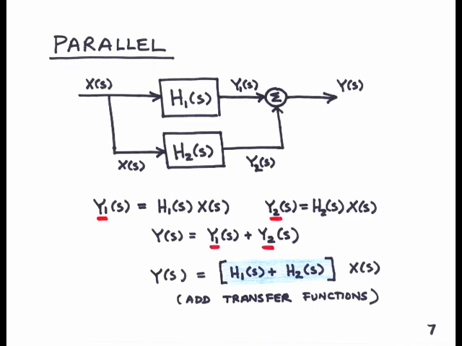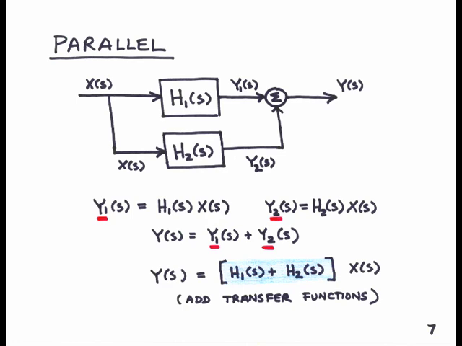Now let's examine the parallel interconnection. We have signal X(s), which is being presented as an input to both H1(s) and H2(s). In response to X(s), H1(s) produces output Y1(s), and in response to X(s), H2(s) produces Y2(s). Y1(s) and Y2(s) are then summed together to produce the output Y(s). We wish to find the transfer function between the signal X(s) and the output Y(s).